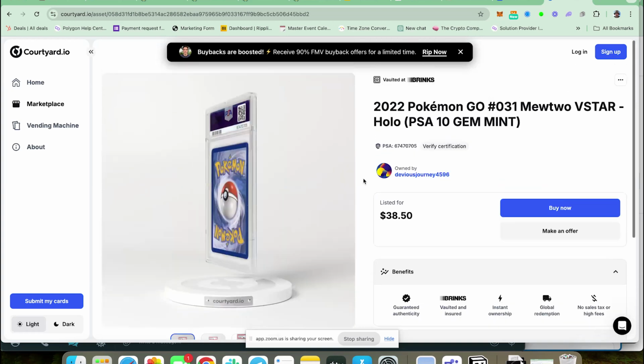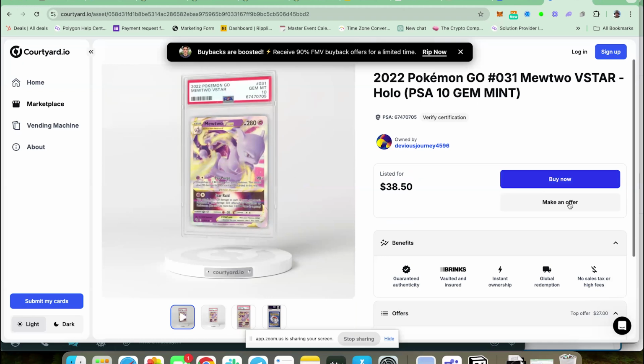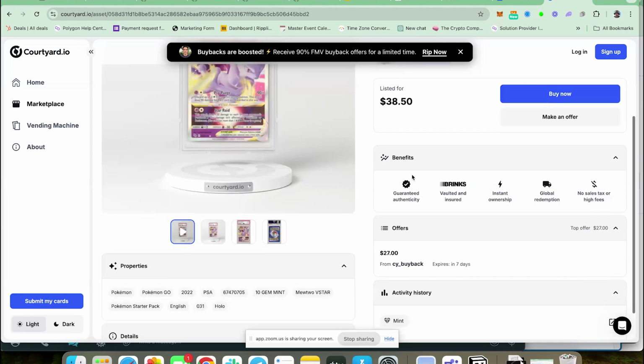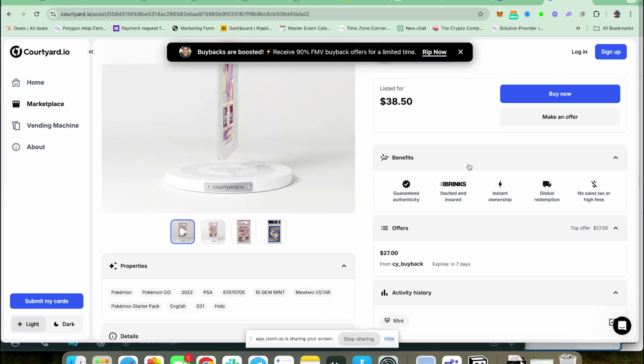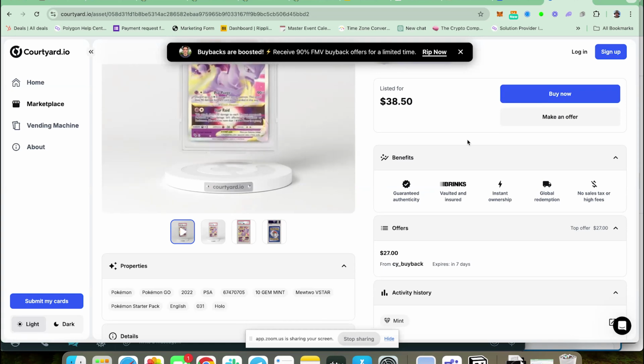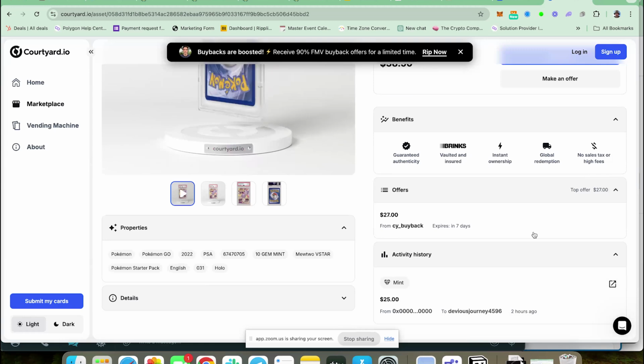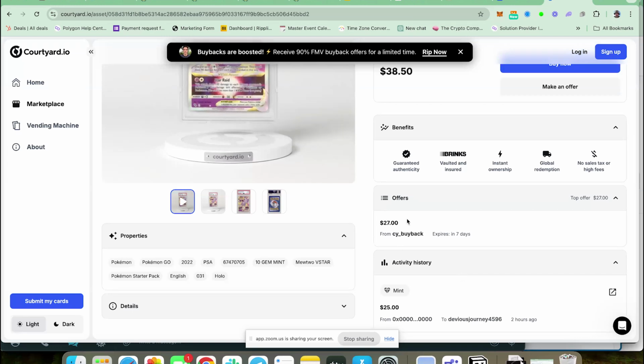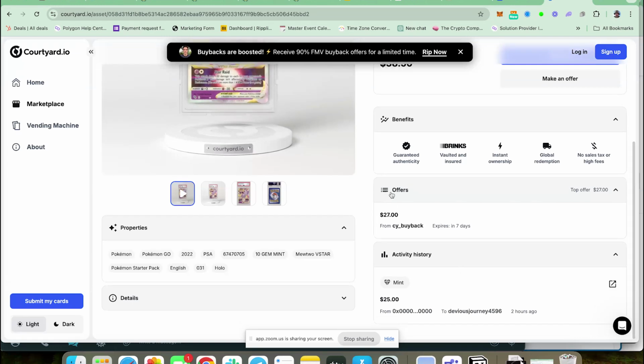So again, this is like a normal marketplace. You can make an offer, you can buy it now, and as I said, it's basically vaulted at Brinks, which is one of the biggest and safest vaulting companies out there. You have global redemption. There is no sales tax or high fees, and so on. Here you can see the history of this asset: if it has been sold before, when it was minted, any outstanding offers, and so on and so forth.